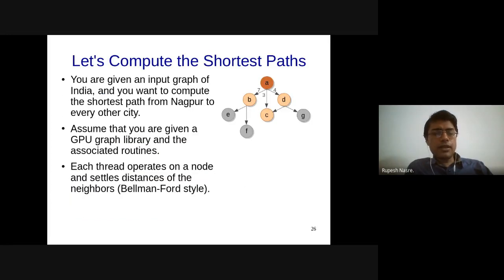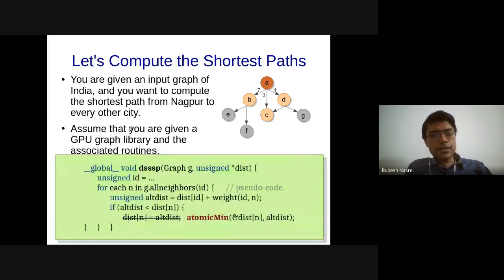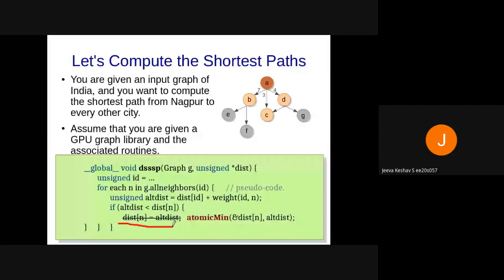Okay, so we'll come back to our shortest path example. So this was our example that we discussed, and we had this distance update which was happening. Yeah, go ahead. Sir, the previous slide.